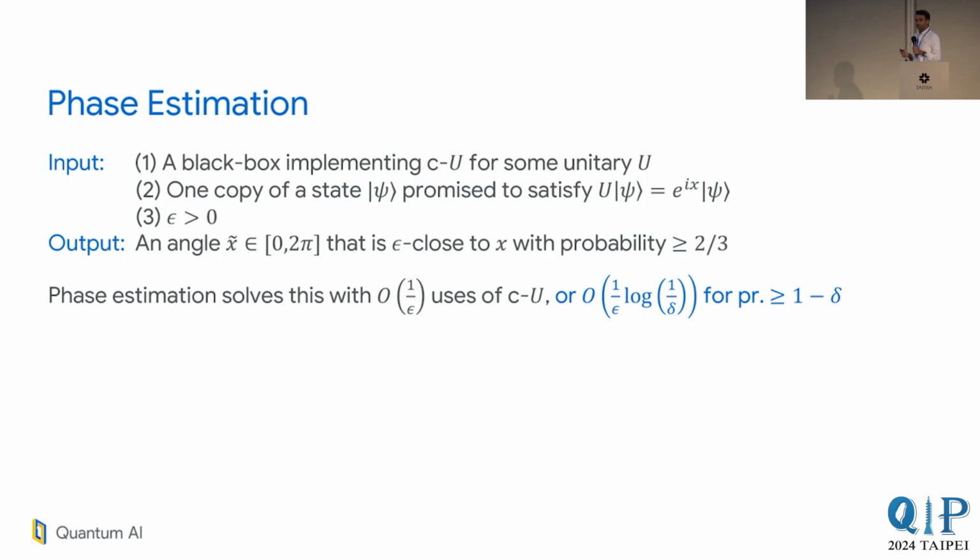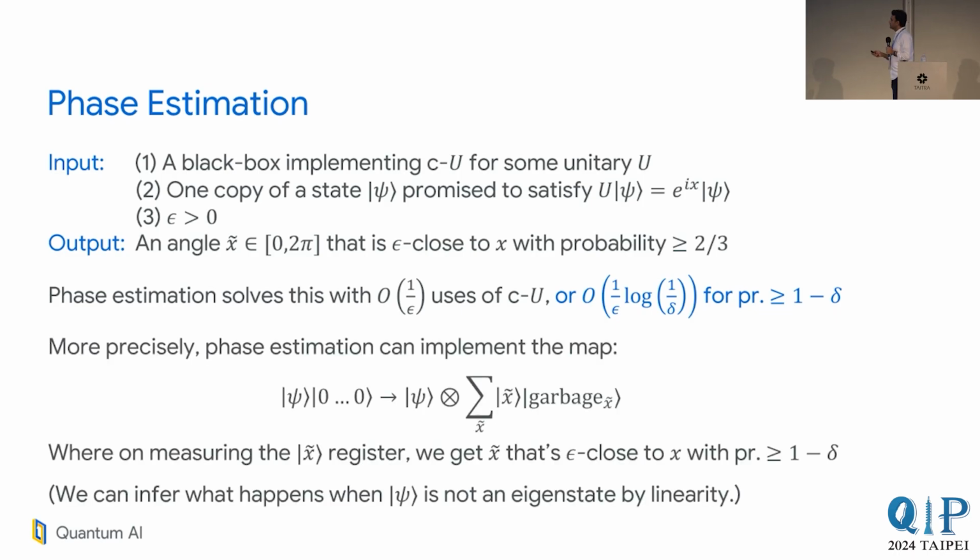But let me say a little more about what phase estimation actually does, or like what's the output state. So phase estimation actually performs the following map. It takes the state ket psi, some ancilla set to 0. It leaves ket psi as it is, doesn't do anything to it, doesn't destroy the state. But in the second register, it creates a superposition of various values of x tilde. This is the answer, this approximation to x, and some garbage state that could be entangled with this x tilde. And the guarantee is that, in this 1 minus delta version, let's say, that when you measure the second register, you'll get an x tilde that's epsilon close to x with probability 1 minus delta.